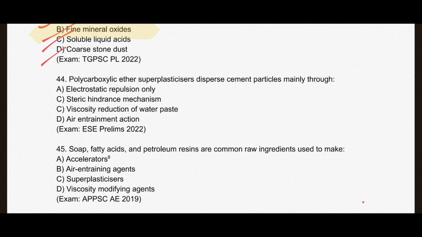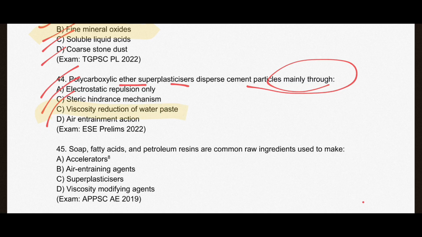44th question. Polycarboxylic ether superplasticizers disperse cement particles mainly through option A electrostatic repulsion, option B steric hindrance mechanism, option C viscosity reduction of water paste, and option D entrainment action. Answer is option C, that is viscosity reduction in the water paste ద్వారా అన్నమాట. So this is the correct answer.